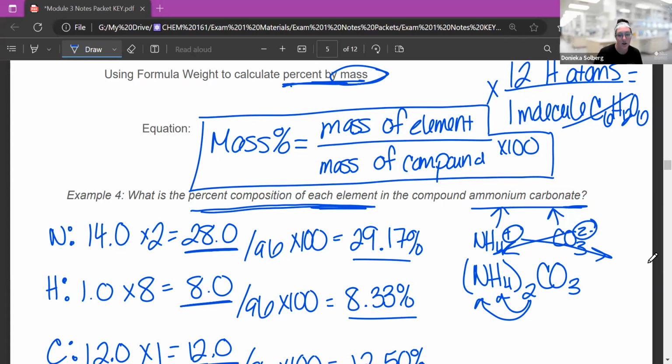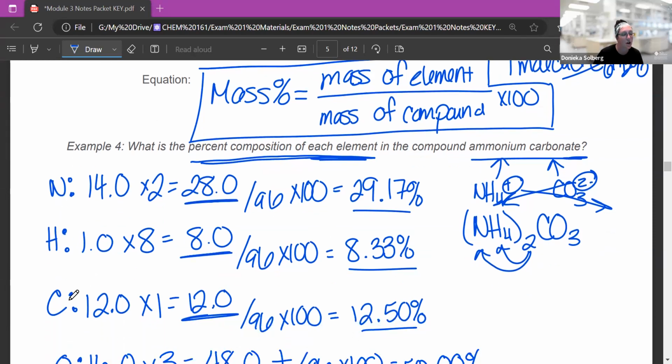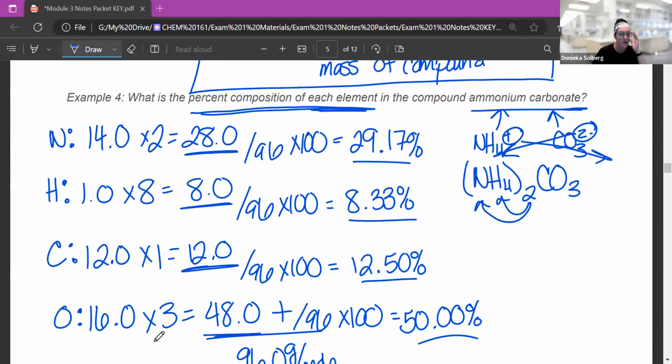So if we do our crisscross thing, that means I have 2 ammonium, so that's where we use those parentheses, little 2. And 1 carbonate, so just CO3. So this is ammonium carbonate. Now to find the mass percent, I need the mass of the whole thing and the mass of each individual element. So I'm going to need nitrogen, hydrogen, carbon, and oxygen. These are all the elements in here. So by the time we're done, they should add up to 100%.